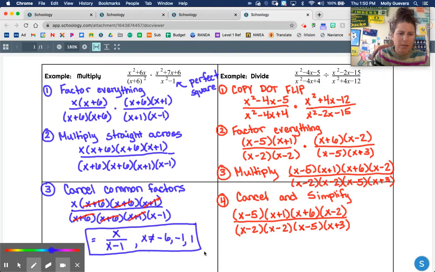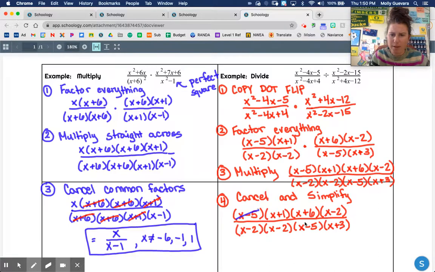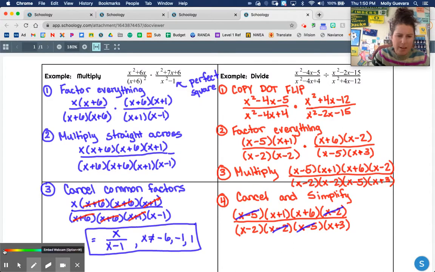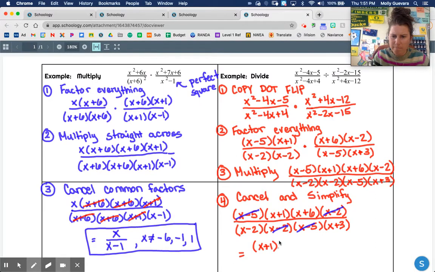All right. Now I need to look and see what can I cancel. I have an x minus 5 on both the top and the bottom. And I have an x minus 2 on both the top and the bottom. And that to me looks like that's all that I can cancel. So what's left on the top is an x plus 1 and an x plus 6. And what's left on the bottom is an x minus 2 and an x plus 3.